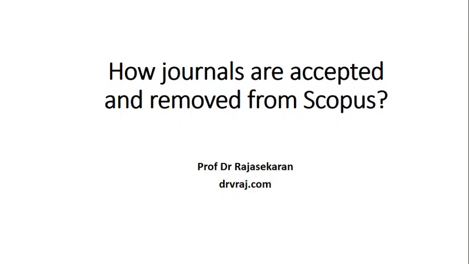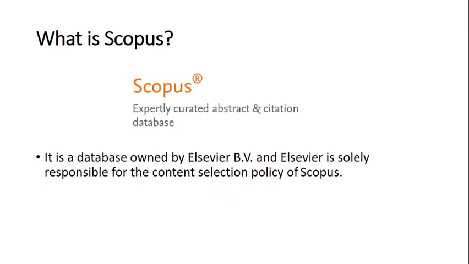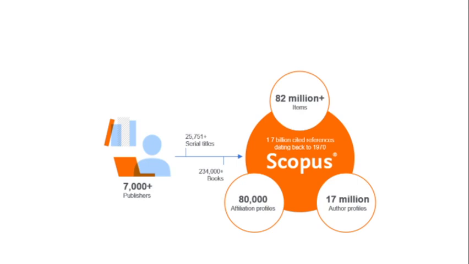Come, let's get started. First of all, you need to know what is Scopus. Very simple thing, it is a database. It's a large pool of database owned by Elsevier, a big publishing company. And Elsevier is solely responsible for the content selection policy of Scopus. So they decide which journal to be added, which one to be removed, and they have a policy.